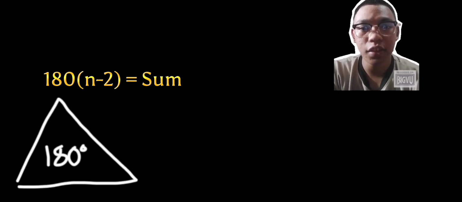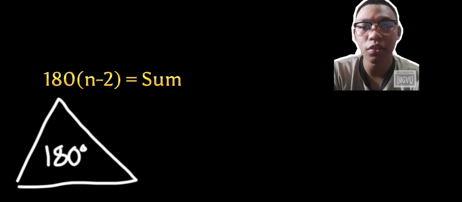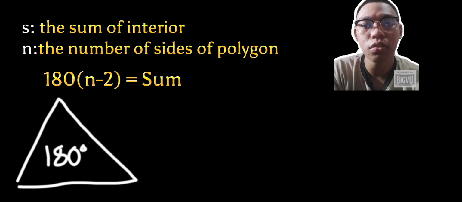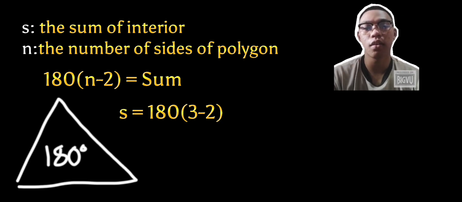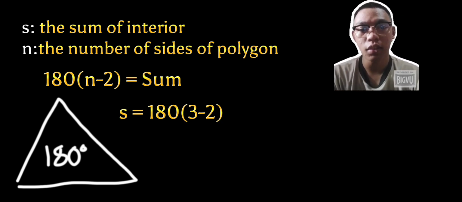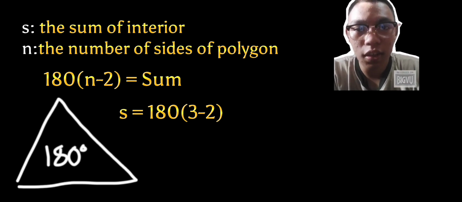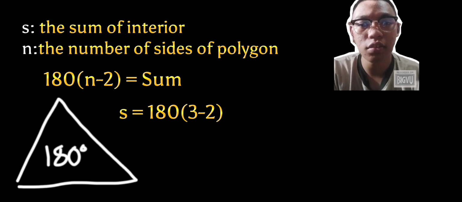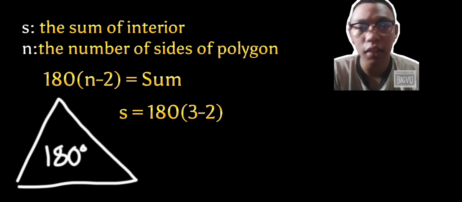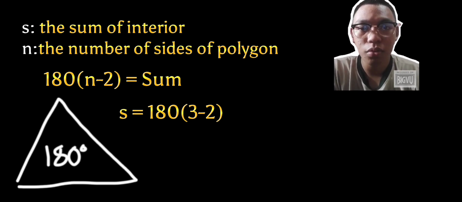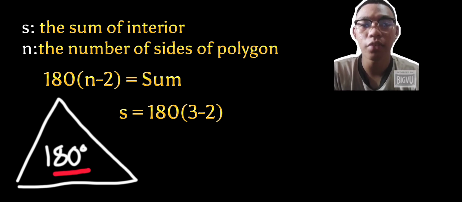The formula that you need to know for the sum of the interior angles of a polygon is this: 180 times n minus 2 is equal to the sum of the interior angles of a polygon. So let's start with a triangle. A triangle is a three-sided figure, so n is 3. The sum of all interior angles is going to be 180 times 3 minus 2. 3 minus 2 is 1. 1 times 180 is 180. So the sum of all three angles of a triangle is 180.